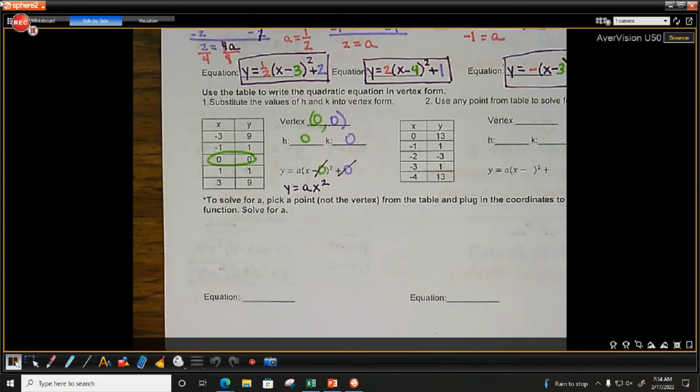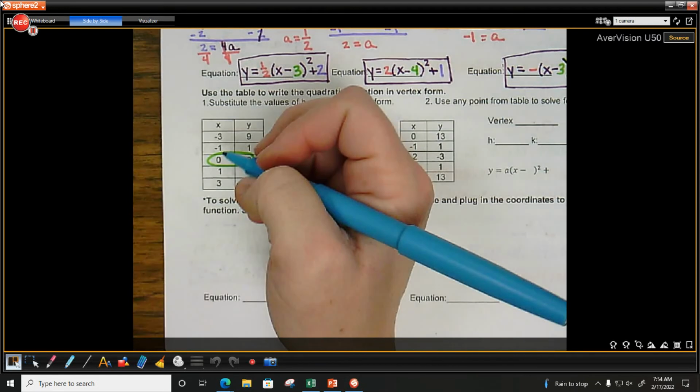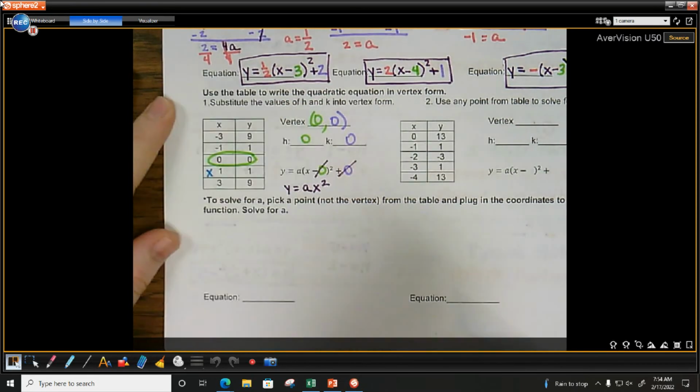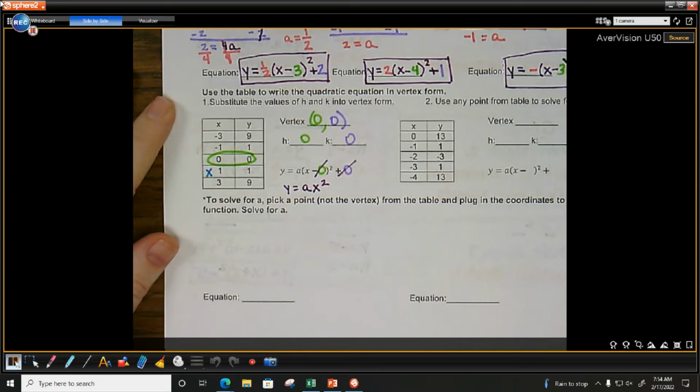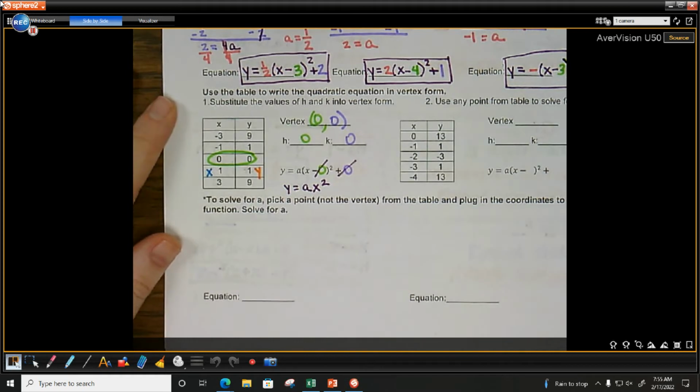Pick any point you want. Which point do we want to choose? 3, 9, 1, and 1. Again, it's easiest if you choose one close to the vertex. So I'm going to choose 1, 1. Again, if you chose 3, 9, we'd get the same answer. You would just have to do a little bit more work to get the a value.